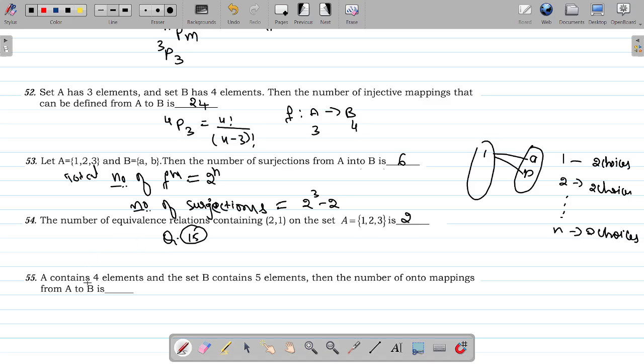Next question. A contains 4 elements and B contains 5 elements. Then the number of onto mappings. Cardinality of A is less than cardinality of B, which means in onto functions some elements of B do not have pre-images, right? It means the number of onto functions will be 0. 4 is less than 5, right? Cardinality of A is less than cardinality of B, then no onto functions.